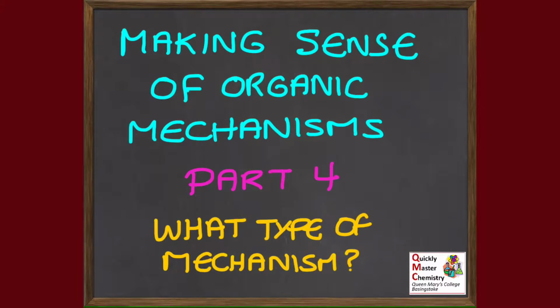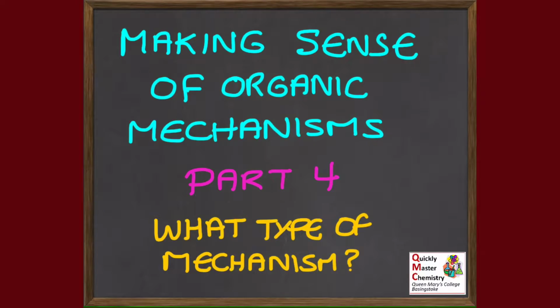This is the fourth and final video in a series which aims to make sense of organic mechanisms. And this video looks at choosing the type of mechanism. Sometimes you're shown some reactants and you're asked to state the type of mechanism that will be involved, draw the curly arrows. And so this video will give explanation of the strategies to use here and some examples for you to work on.